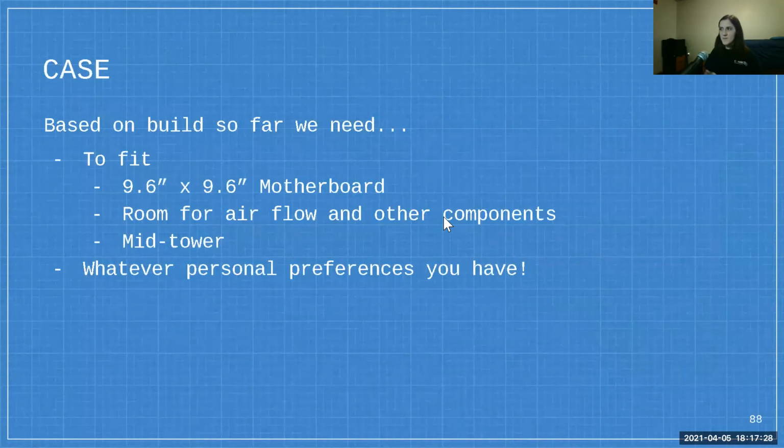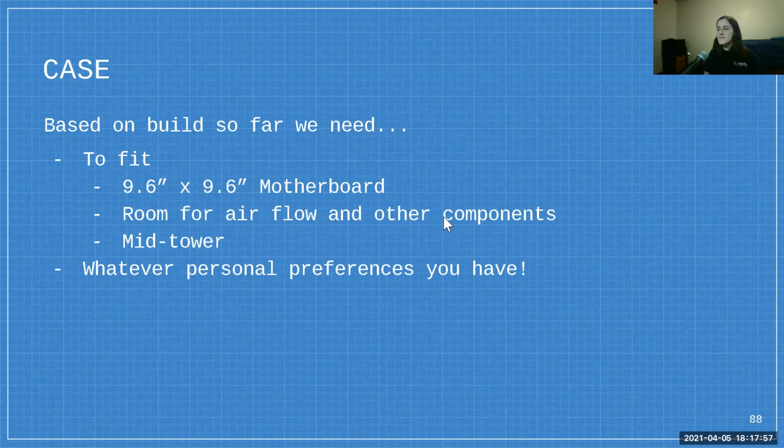So we need our case to fit a 9.6 inch by 9.6 inch motherboard because we chose that micro ATX, which is smaller. We also need room for airflow and other components. And when typing into Google what case fits a micro ATX motherboard, it comes up with mid tower. So it says, all right, we need about a mid tower case so that it's not completely drowning in the case and there's a bunch of empty space, and also our components will fit. So we'll be looking for mid tower.